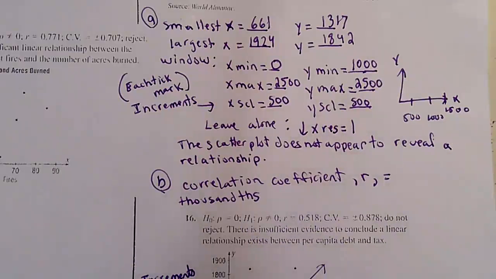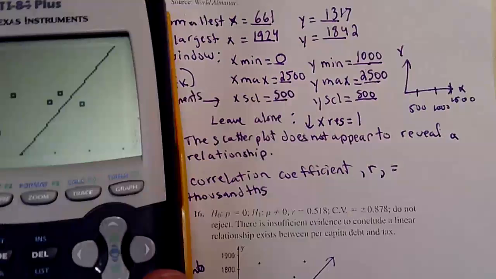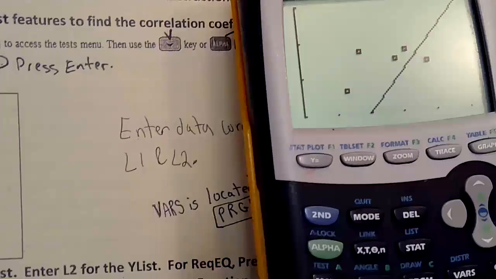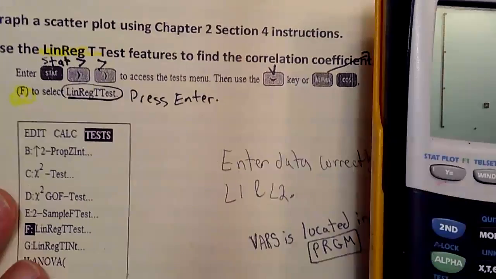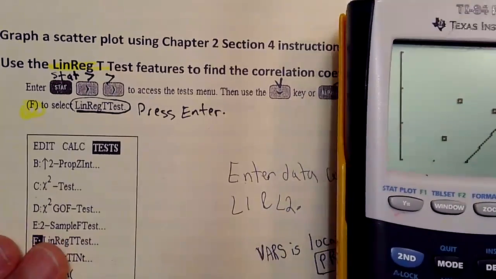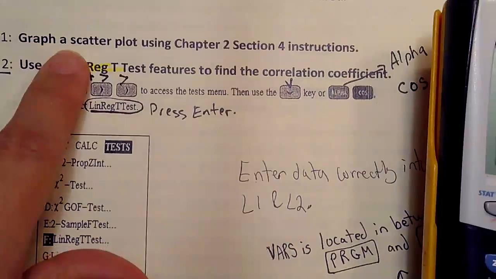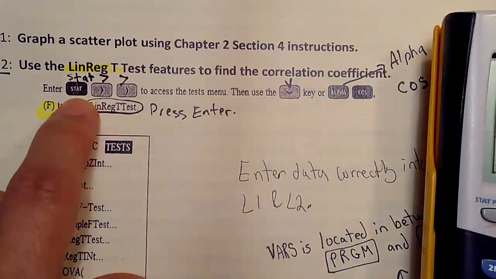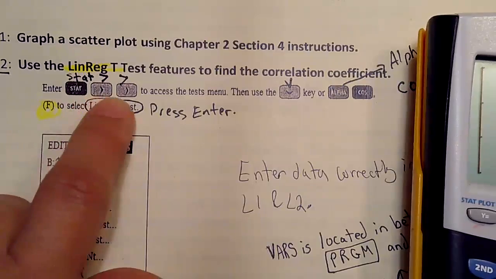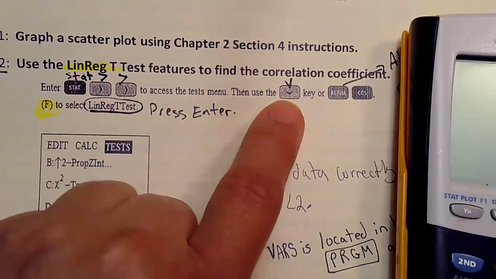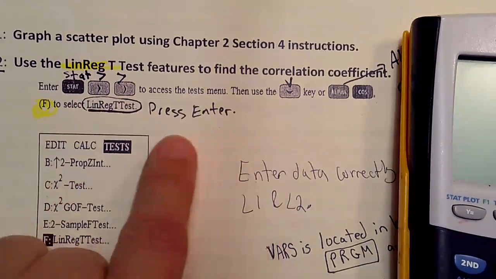Okay, so then what you need to do is, because we did the previous problem, most of this should be set up already, but you're allowed to use this sheet on your quiz. So we already graphed the scatter plot. Now we're going to use a linear regression test. So you want to hit stats, and then you want to tab twice, okay? And then you want to look for the linear regression test.